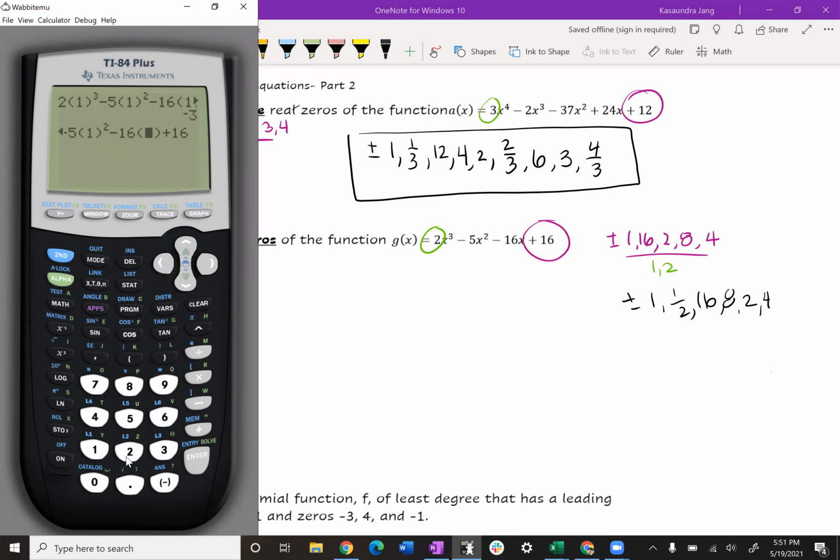Let's try, I don't know, I'm going to try the nice, pretty whole numbers first. I'll try like a 2. Okay, I'm plugging in for all of the x's. All right, negative 20, so ooh, definitely not that one. The 1 didn't work, the 2 didn't work. Let's see, we got a 4, 8, 16. Let's check these out.